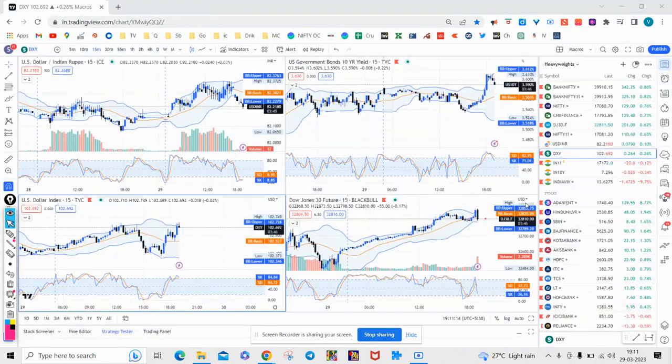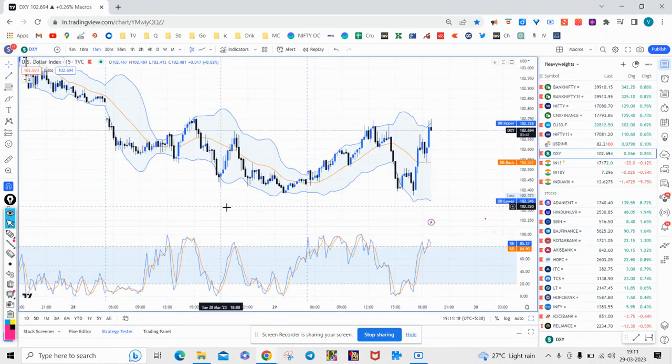So first, going to the macros. Let me just zoom out the dollar index chart. As we saw, dollar index yesterday, post our market closing, slipped a bit and closed towards its lows. Dollar index closing towards its daily lows was a positive sentiment for the market, and in fact, it opened up with a small gap up because of this sentiment. And then once it opened up today, it started to go up to test its previous swings.